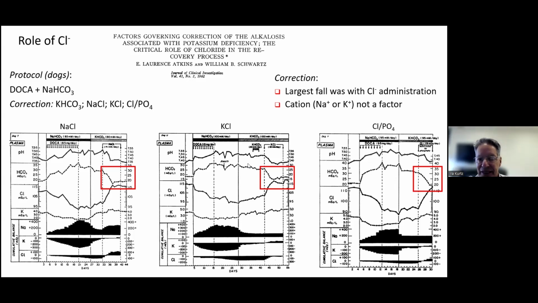Then in this group, they gave potassium chloride, same experiment. They raised the bicarbonate, gave K bicarb back, and here they gave potassium chloride, and it did the same thing. And in this last group, this was the chloride phosphate swap. They didn't give sodium and they didn't give potassium. They just gave chloride and decreased the phosphate, and again, the bicarbonate recovered. So the only constant thing here really is the chloride. Especially in this last group, there was no sodium or potassium given at all, and yet the bicarbonate recovered.